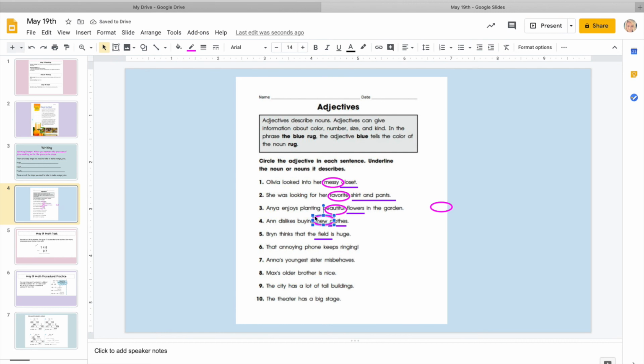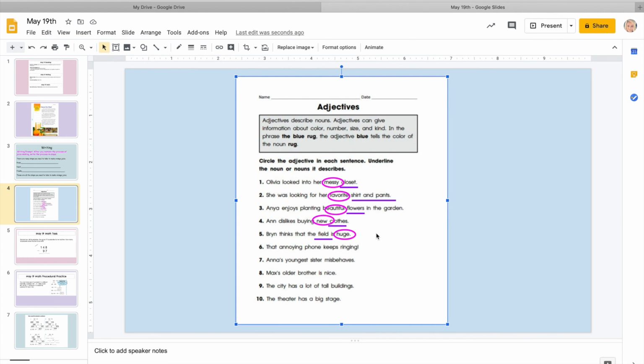And then the last one I'm going to go over today is number 5. Bryn thinks that the field is huge. Well, the noun is field. And which word in this sentence is describing the field? It is huge. And here it looks like they kind of tried to trick you, because before, all of the description words came before the noun, and this one, it came after.